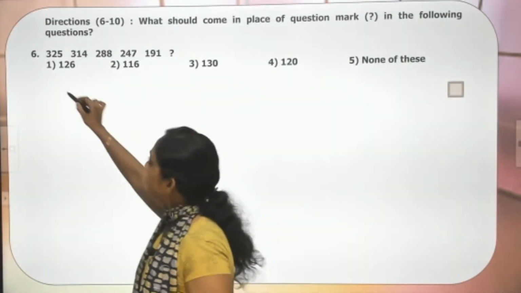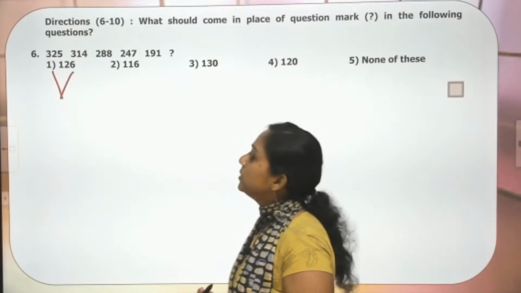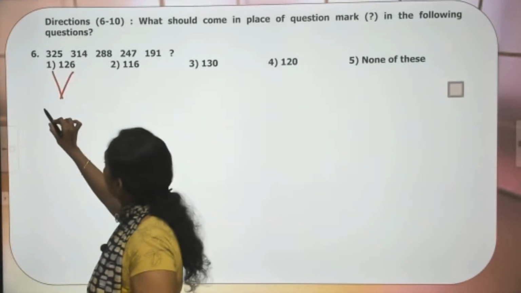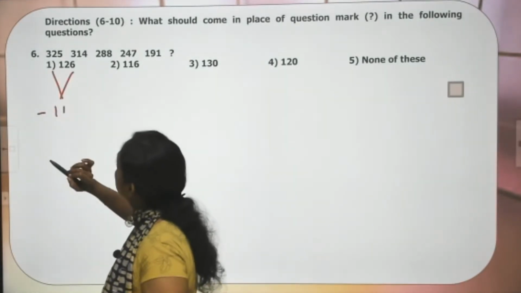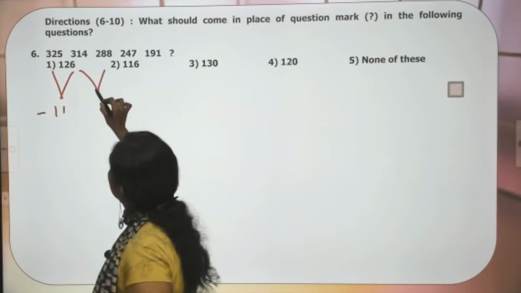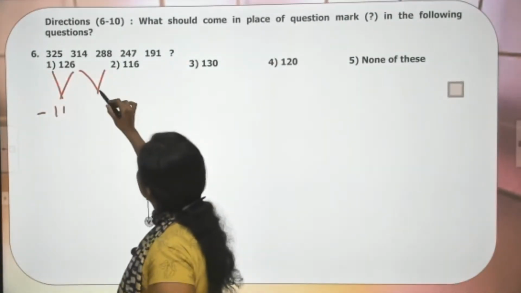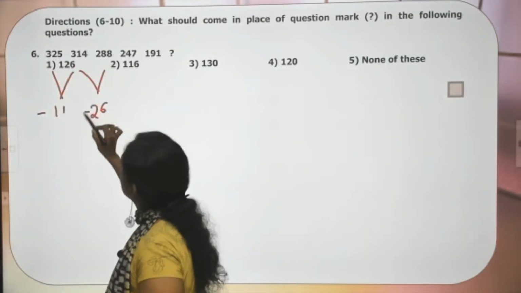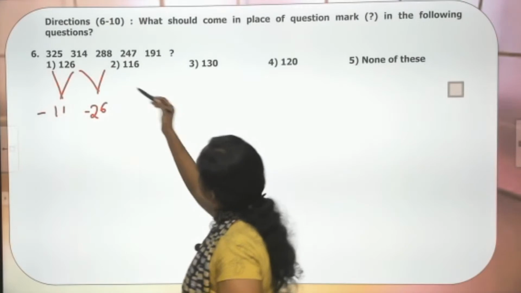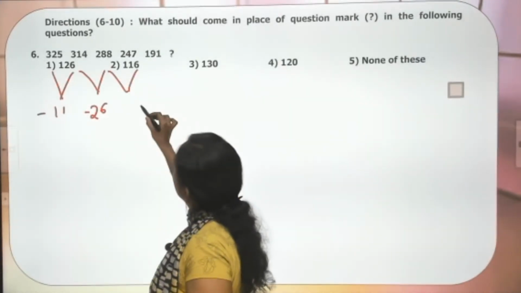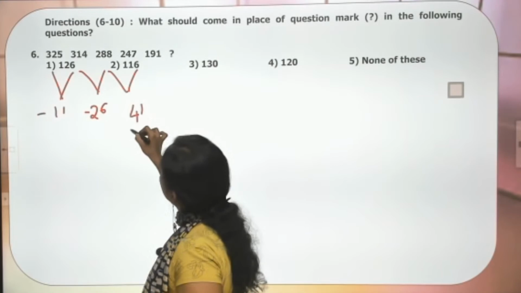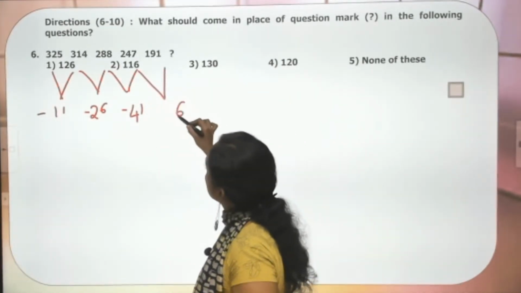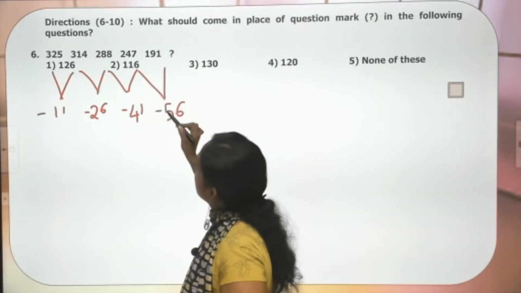Okay, so I'm going to take the difference here. First 325 and 314. What is the difference here? That is 325 minus 314, that is minus 11. Okay, next here what is the difference? 26, so that is minus 26. Next here what is the difference? 41. So that is minus 41. Here what is the difference? That is 56. That is minus 56.